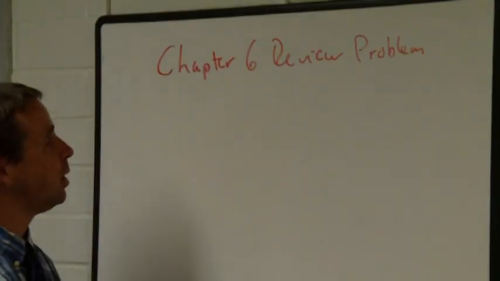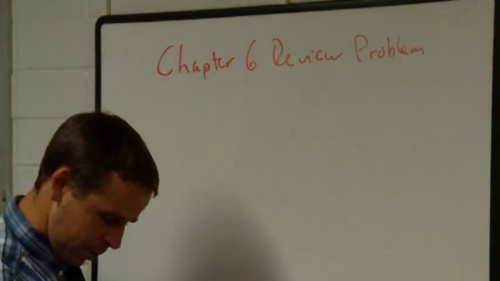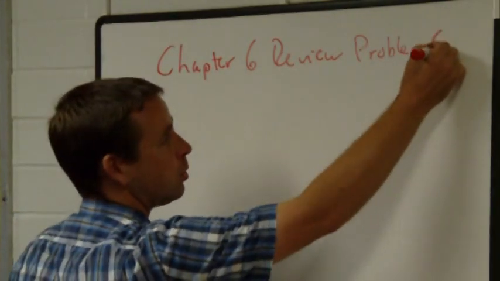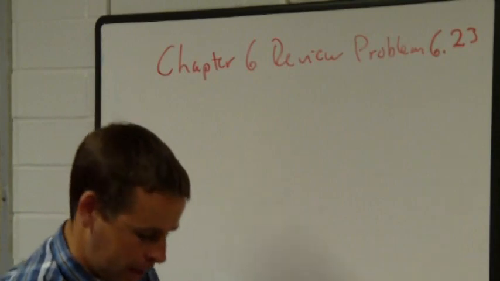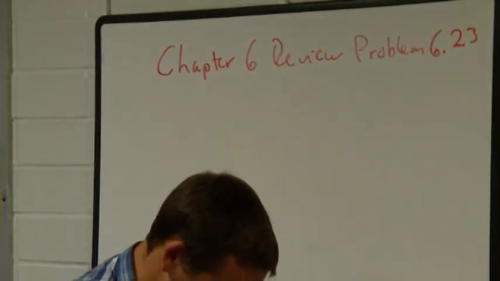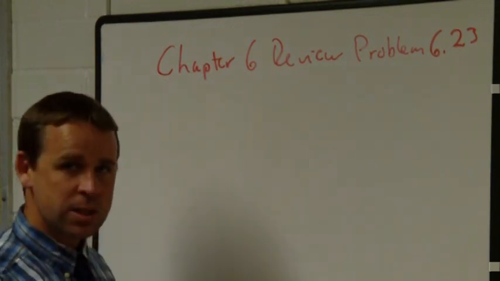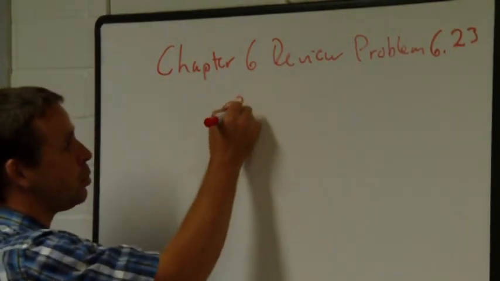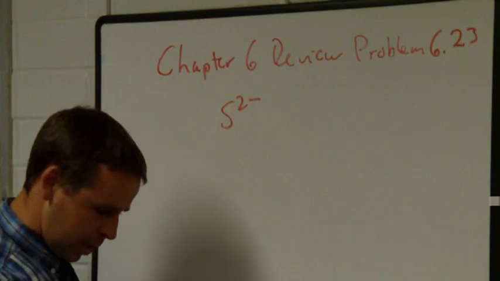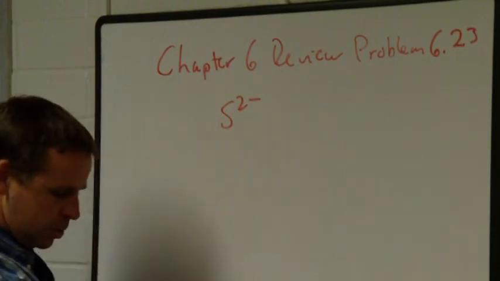Chapter 6. We'll start off with problem number 623. Assign the redox oxidation numbers to the atoms in the following. If it's a simple polyatomic ion like S2 minus, it's just the 2 minus. So for A, it's 2 minus.